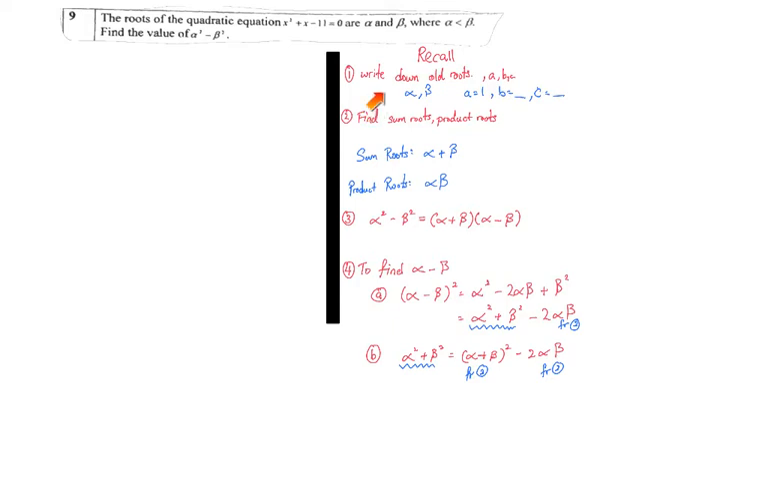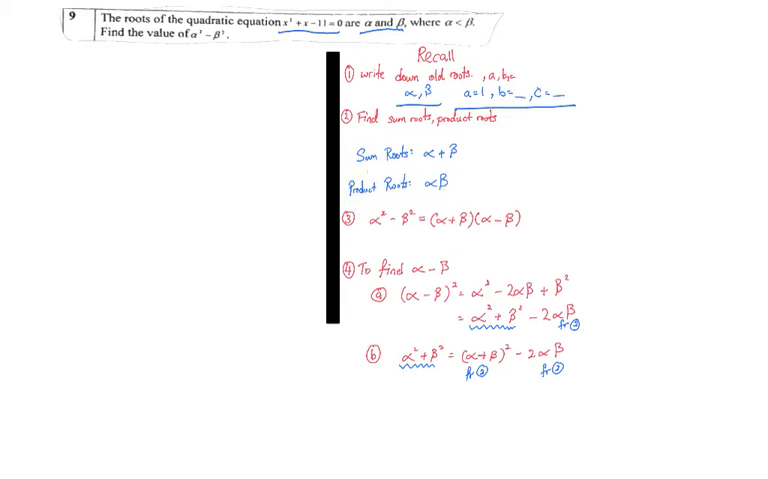So the roots in this case, let me underline, according to the question, are alpha and beta. So I write alpha and beta. And A, B, and C I can get from this equation here. Now remember, when you do not know what else to do, you can always write down the sum of roots and the product of roots.